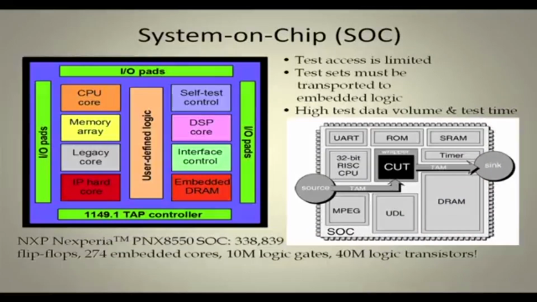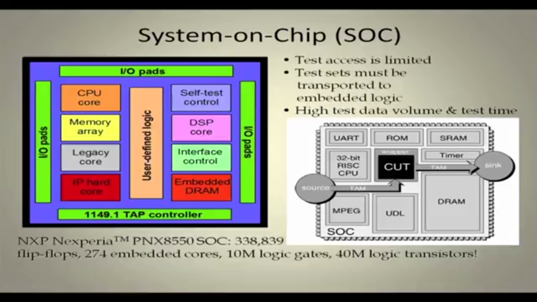This is a typical system on chip architecture. You see that we have a number of cores: CPU core, memory array, legacy core, IP hard core, self test control, DSP core, interface control, embedded DRAM, etc. There are some IO pads around it, through which the IO pins for the chip are available. For serial testing, the boundary scan structure, the 1149.1 TAP controller, is introduced, so that I can put boundary scan cells around it and it can be tested.